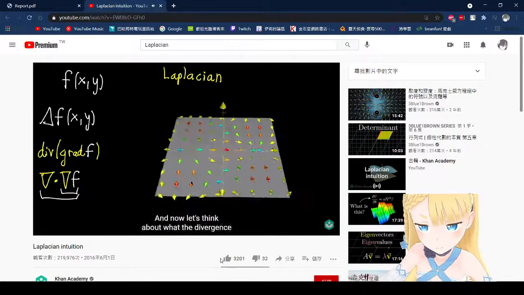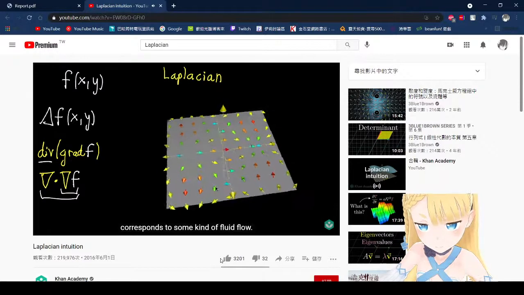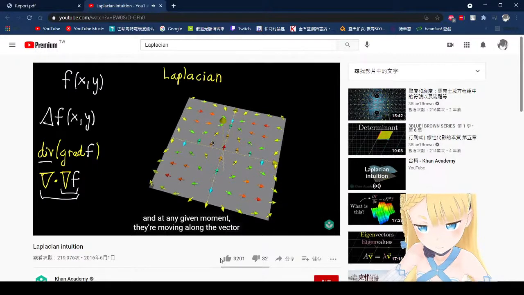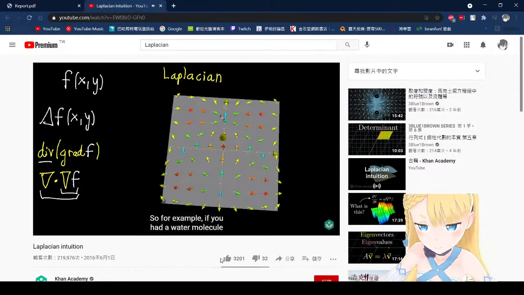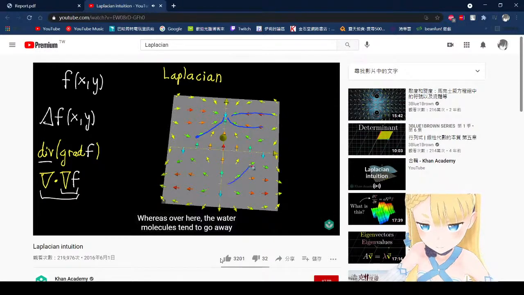And now let's think about what the divergence is supposed to represent. Again, if this feels unfamiliar, maybe go back and take a look at the divergence videos, but the divergence has you imagining that this vector field corresponds to some kind of fluid flow. So you imagine little water molecules, and at any given moment, they're moving along the vector that they're attached to. So for example, if you had a water molecule that started off here, it would start by going along that vector, and then follow the ones near it, and it looks like it ends up in this spot, and a lot of the water molecules seem to converge over there. Whereas over here, the water molecules tend to go away when they're following those vectors away from this point.